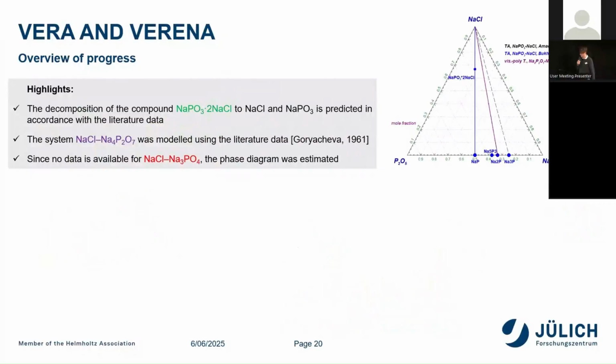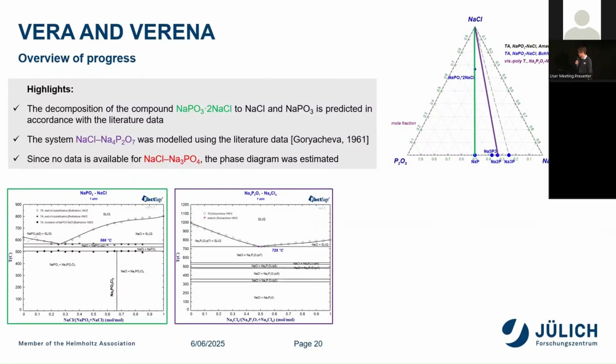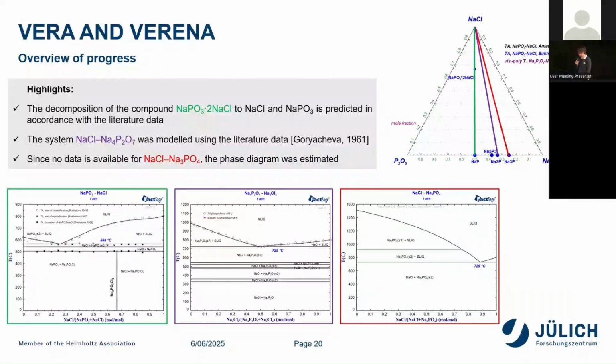We've also updated some of the data in the GT-OX database to better describe the sodium chloride phosphate system. For example, the decomposition of the compound NaPO3 NaCl can be better described, as you can see on the bottom left there, while the NaCl Na4P2O7 system is modeled and is in good agreement with what can be seen in literature. Finally, we can also model the sodium chloride Na3PO4 system, which can be predicted there, even though there is no experimental data on that system.